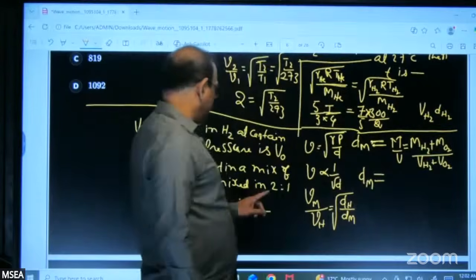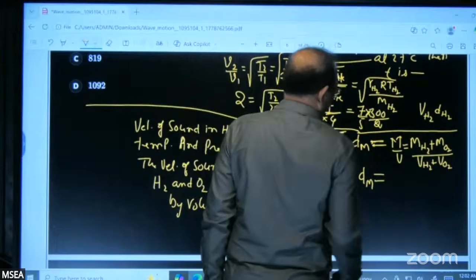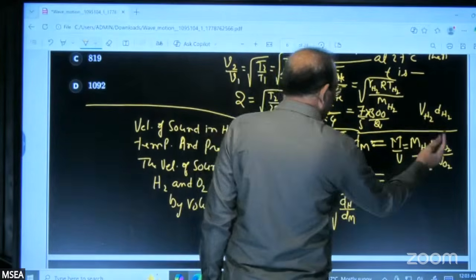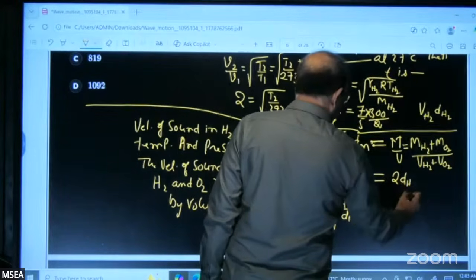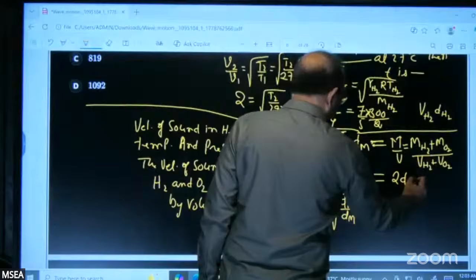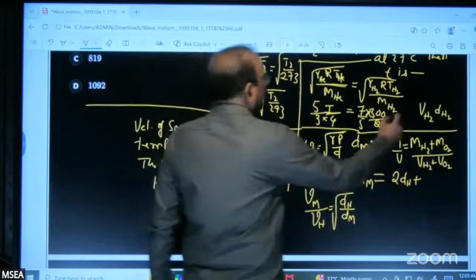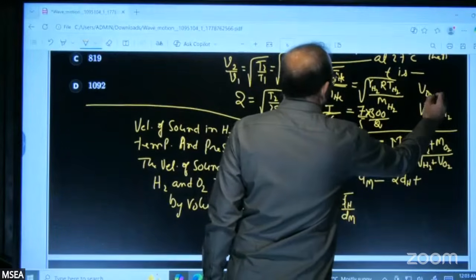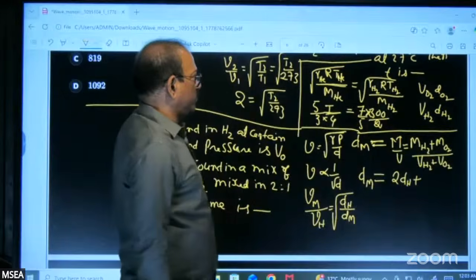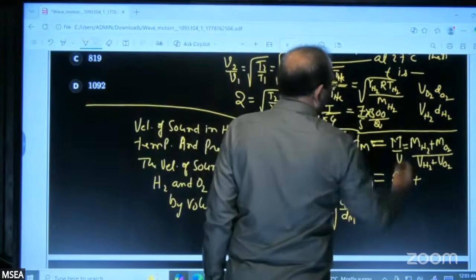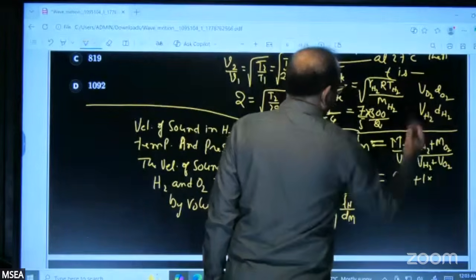Volume of hydrogen in this ratio, how much? 2, the ratio is 2:1, so I'm substituting 2 into the density of hydrogen. This is the mass of hydrogen. Mass of oxygen is there. Again, volume of oxygen into density of oxygen, I have to write. Oxygen volume is 1 given in the ratio, so 1 into oxygen density.